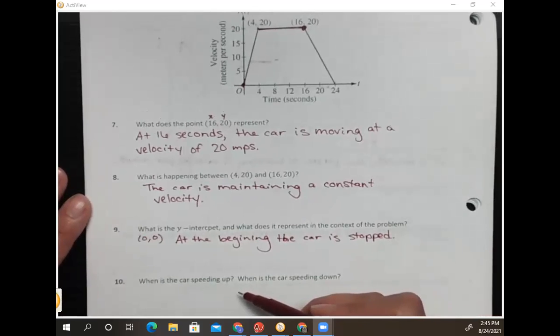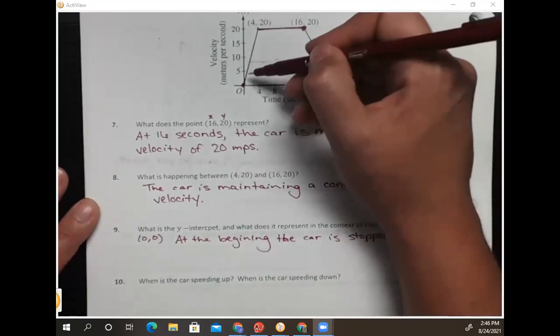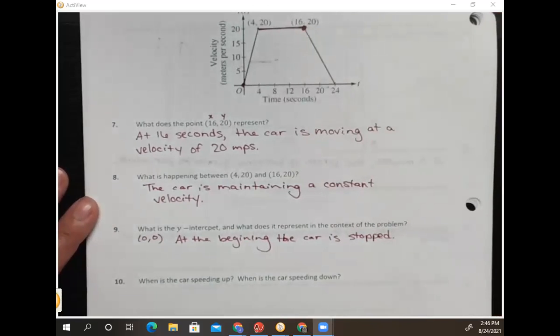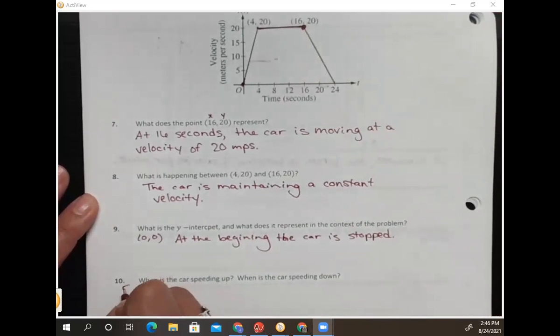When is the car speeding up? What does that look like on our graph? When is our speed increasing? From 0 to 4 seconds, where I have this positive slope here. When is the car speeding up? From 0 to 4 seconds.